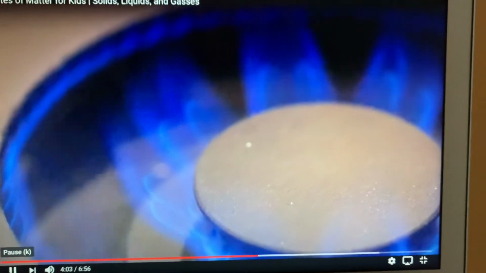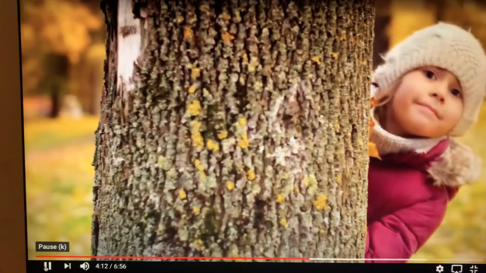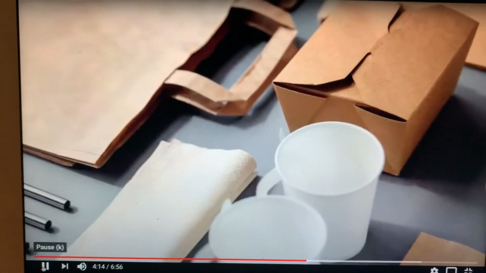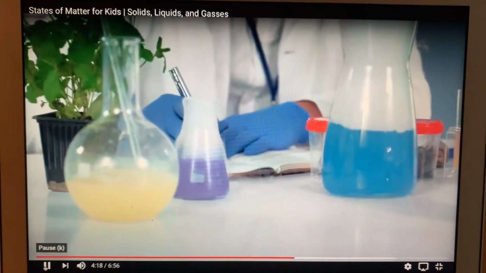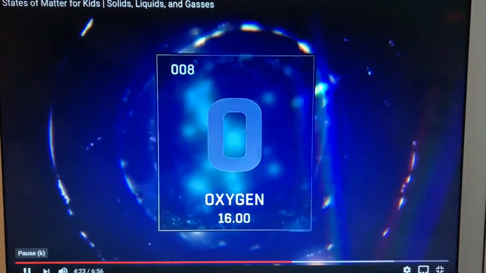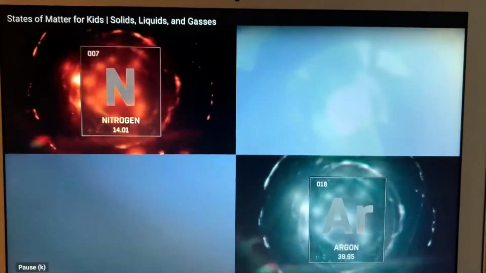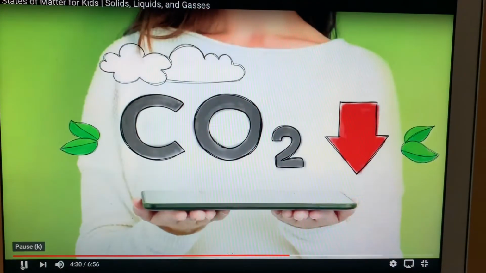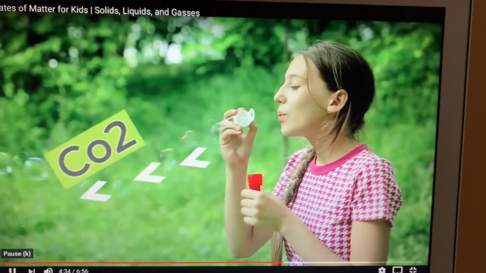Now, let's talk about gases. Gases are some of the most interesting of all types of matter because they're all around you, but you can't see them. A gas is invisible, has no shape or size, can fill any size container, and has no surface and moves around easily. Oxygen is a gas that makes up part of the air around you that you breathe in. Other gases in the air are nitrogen and argon, not to mention CO2 or carbon dioxide, which is a gas that you breathe out.